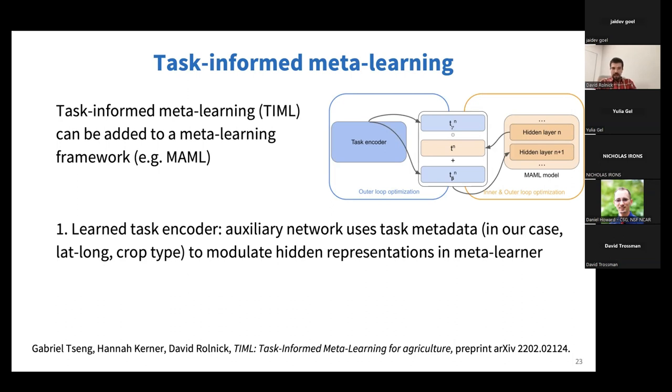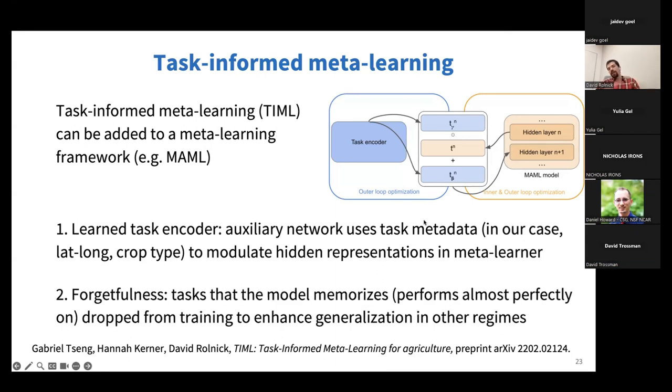So the auxiliary network is able to take this metadata from the task, which previously was just thrown out or incorporated in very naive ways, like along with the input. It encodes that in such a way that it can modulate the hidden representations of the meta learner. And this enables the meta learner, as it is learning a task, to incorporate that kind of metadata in a meaningful way. The second component, which I won't go into in as much detail, is forgetfulness.